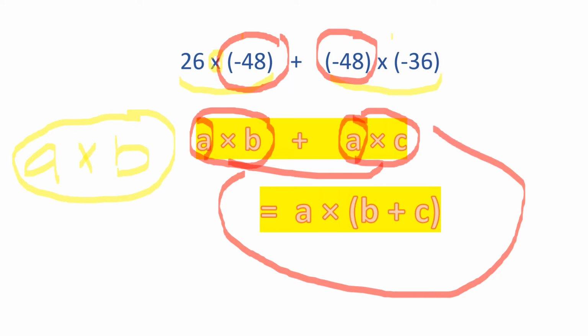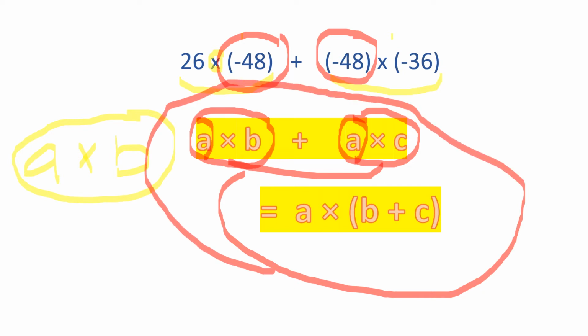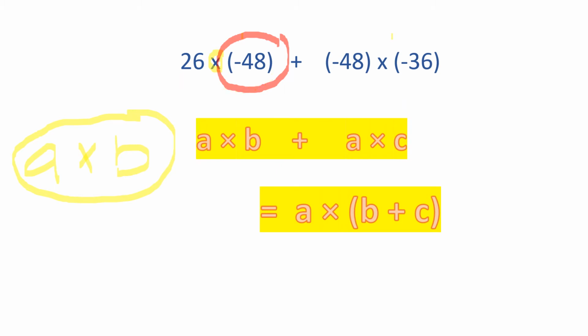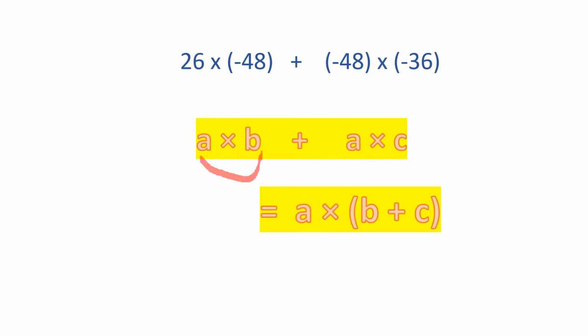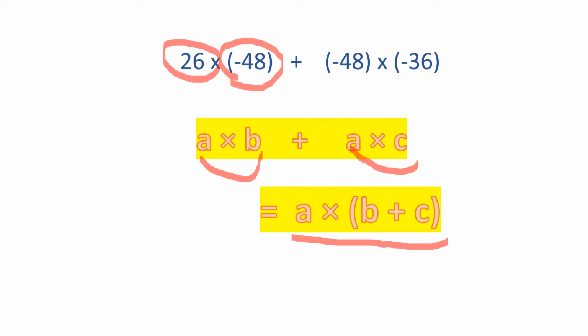What formula is this? This is the distributive property, right? Let me rub it out so you can see it clearly. The distributive property is A into B plus A into C is equal to A into B plus C. So as you can see here, we can treat this as A and this as B, and this as A and this as C, because A should be equal on both sides, right? So this is B, this is A, this is A, and this is C.